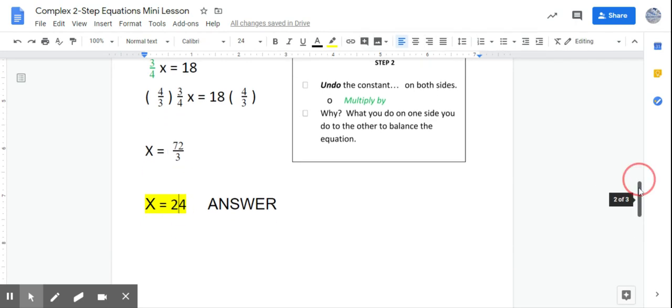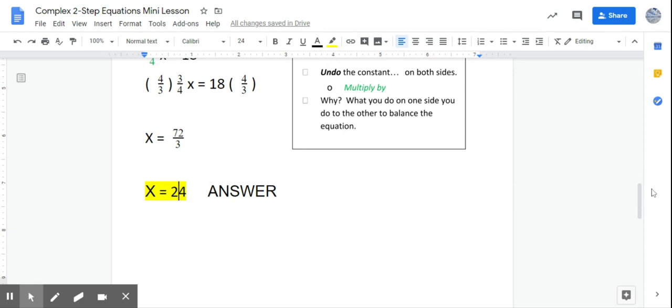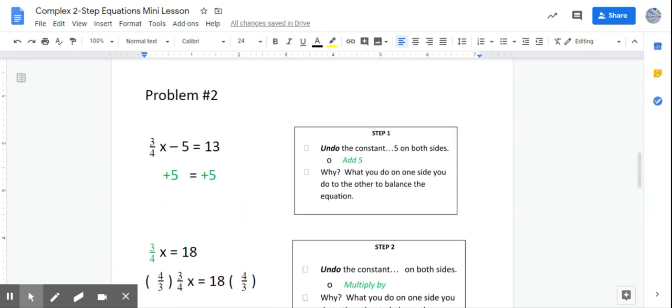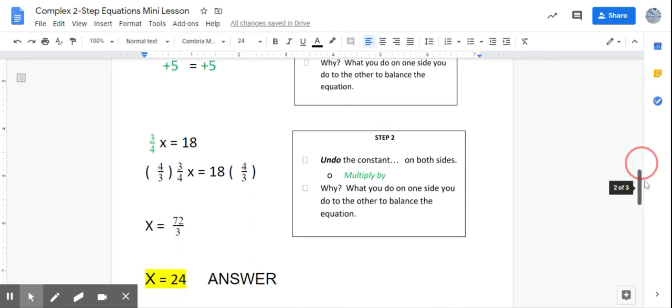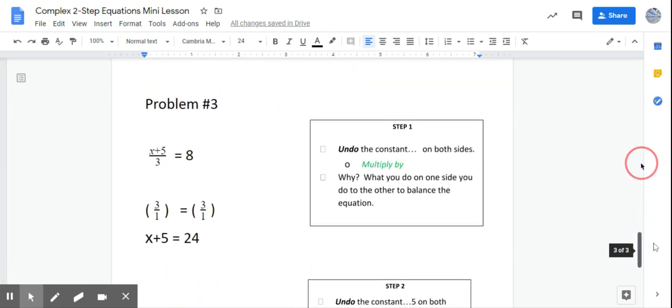Same thing as in problem number 1. Substitute 24 into the original equation, and that will give you the check to make sure we're doing this correctly, which we are. Problem number 3, we have x plus 5 over 3, right? It's like a fraction, equals 8. So we're going to undo the division. The denominator is a 3.